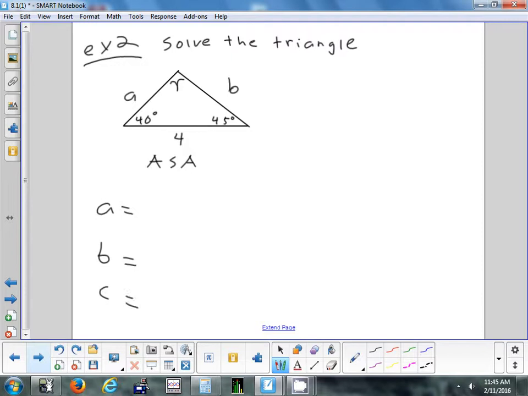We've already got our diagram, so don't worry about that. Now we have to look at the diagram and interpret what these things are. What's the 40? Beta. That's beta. What's the 45? Alpha. That's alpha. And what about the 4? That's C.